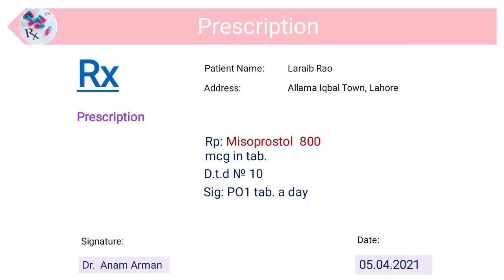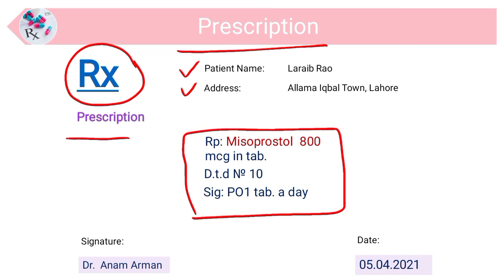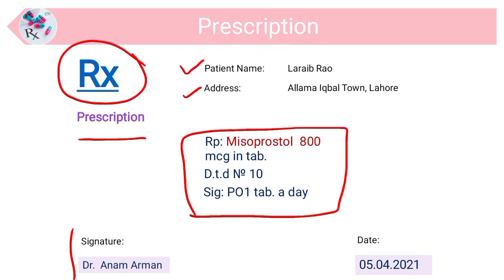So the last and most important topic is about prescriptions. How to write a prescription in the right format is very important. Firstly, the sign Rx is about the treatment, and first you have to write the patient name and address, and the prescription tells the pharmacist about the drugs. Here I have written a prescription for misoprostol. At the end you have to write the date and sign it.